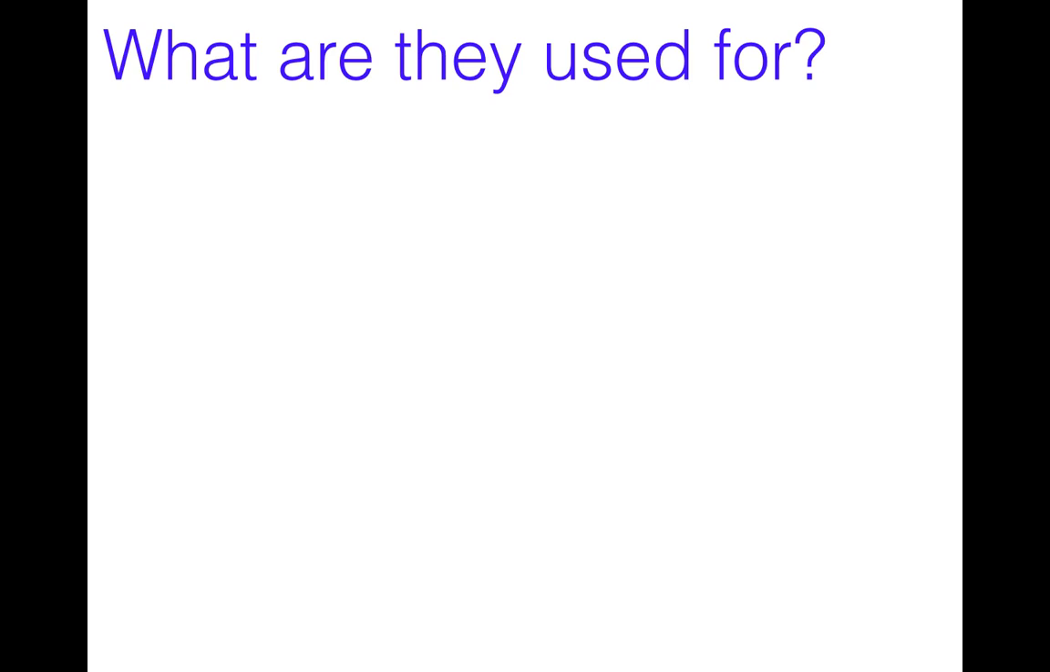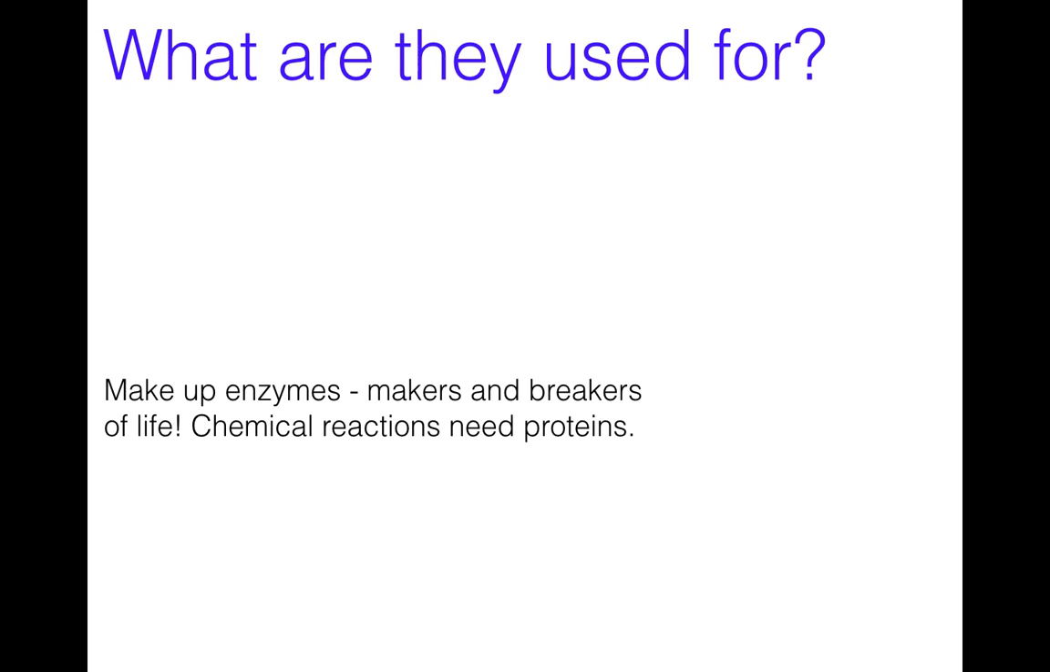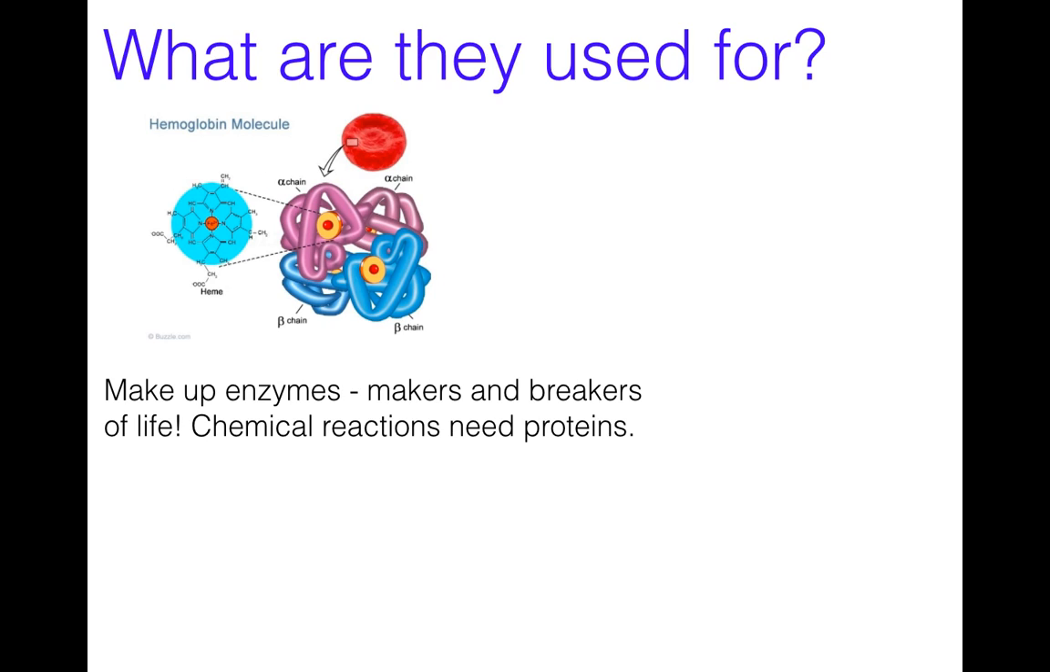What are proteins used for? They make up enzymes, the makers and breakers of life. These speed up chemical reactions. We need enzymes. This is one enzyme, hemoglobin, and it carries oxygen to your blood cells.